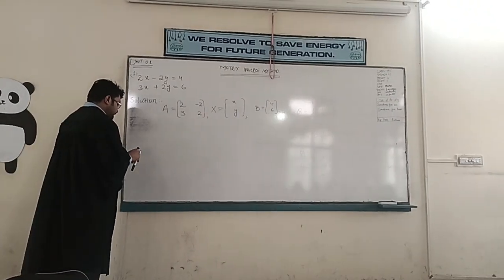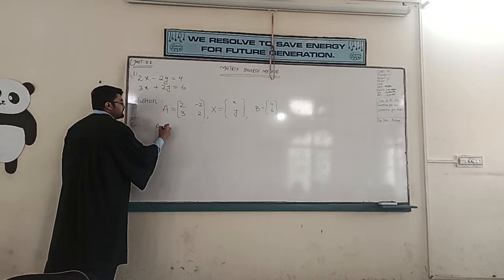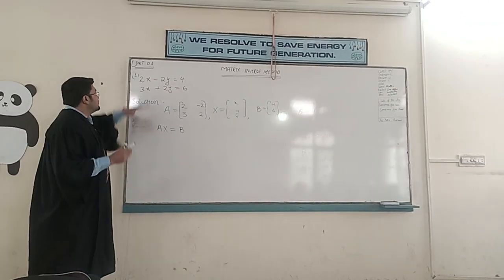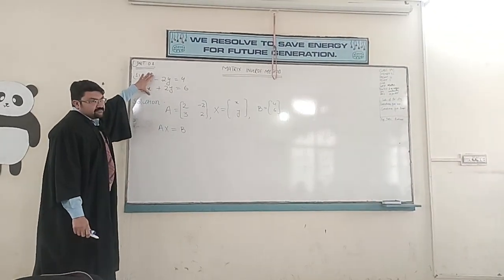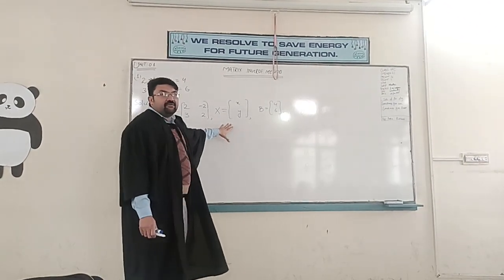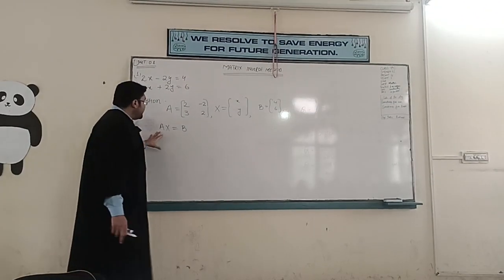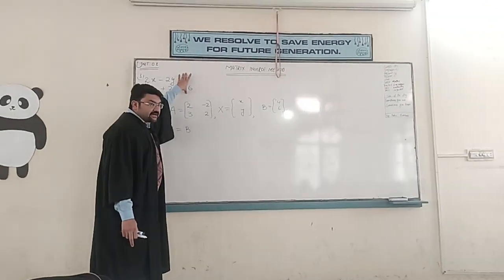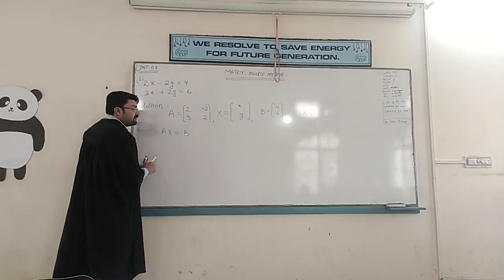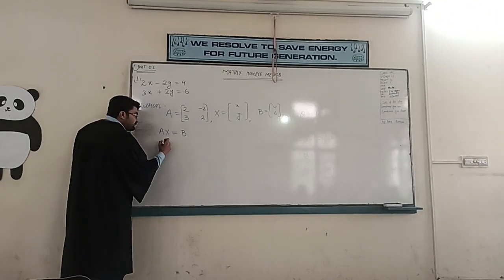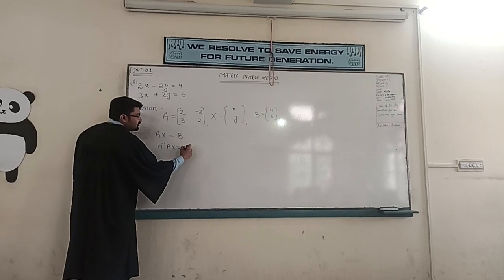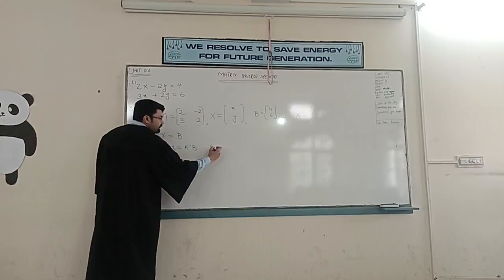We know that AX is equal to B, right? AX is equal to B means this is the product of A and X. Okay? We have two matrices, matrix A and matrix X. If we take their product, it will become AX and B is on the right hand side. So we can replace it. We need to find the values of x and y. So for that purpose, we can take A inverse AX is equal to A inverse B.